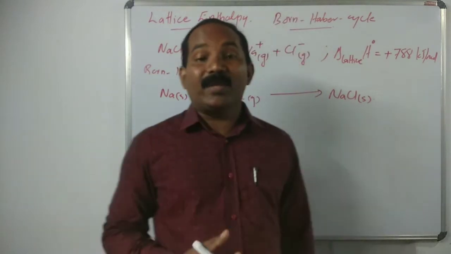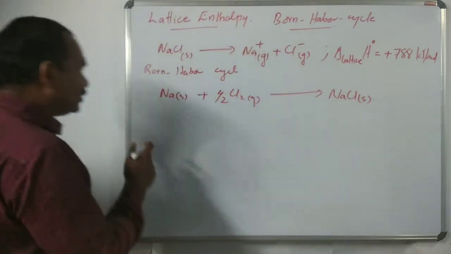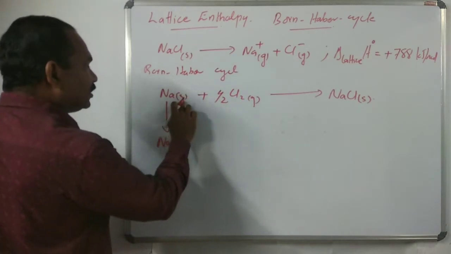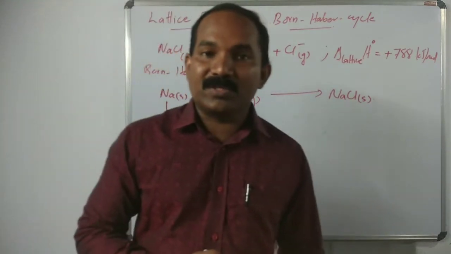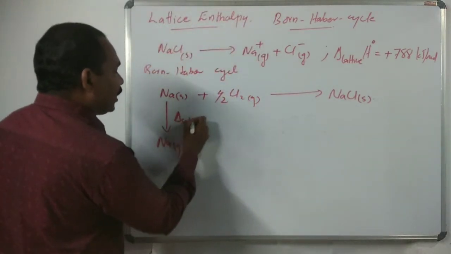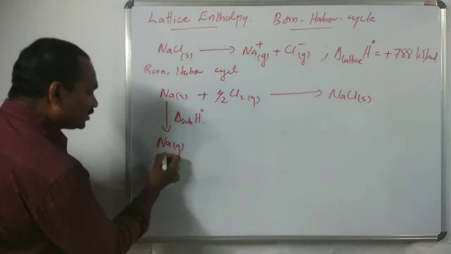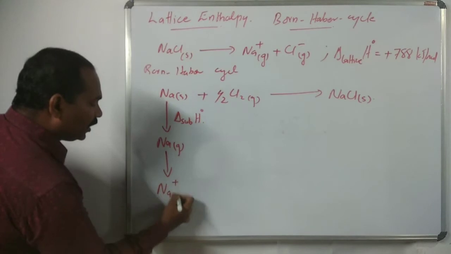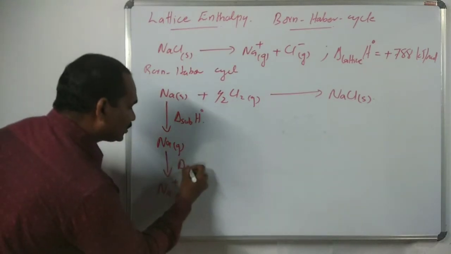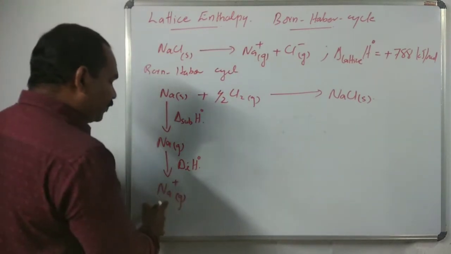Now we think this reaction takes place in different steps. The first step is Na solid converted into Na gas. Solid is directly converted into gas, which is sublimation; we already discussed the sublimation enthalpy. Next, sodium gas is converted into Na plus gas. We discussed this in the third unit: ionization enthalpy, delta IH naught. So Na plus gas is obtained.